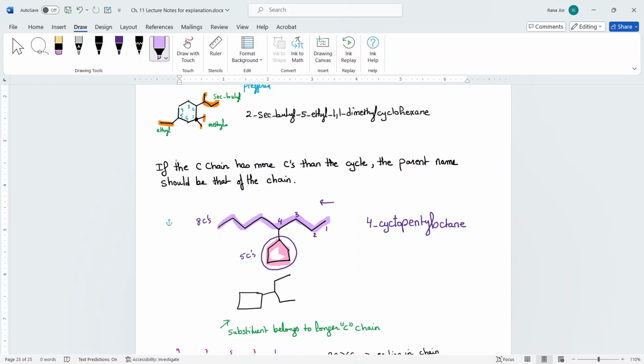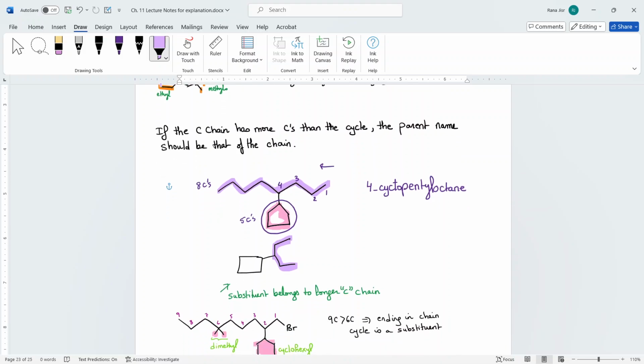For this one over here, take a look. I have a cycle of 4 carbons, and then I have a chain of 1, 2, 3, 4, and 5. Remember what I said, your chain doesn't need to be straight. So I have a chain of 5 carbons, 1, 2, 3. This is 4 and this is 5. And then I have a cycle of 4 carbons. In this case, then, this is going to be my substituent that belongs to the longer chain.